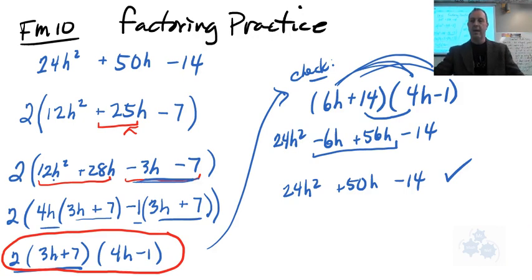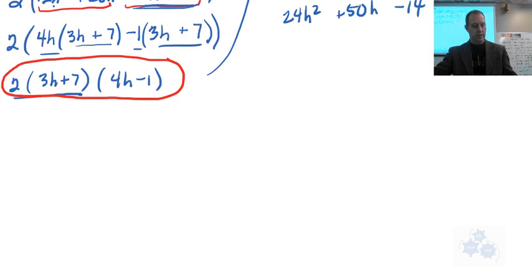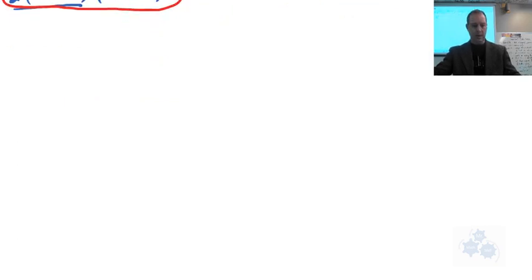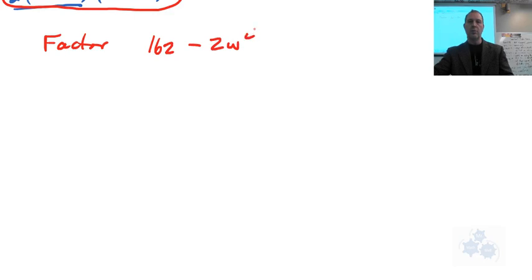No? Okay. I'm going to do some more here, because these were questions that you guys got tripped up on. Okay? So from the quiz, I'm going to look at some questions here. Let's see. Okay, so let's do this one. Let's factor this one right here. Factor 162 minus 2w to the 4. Okay. So there's our question.